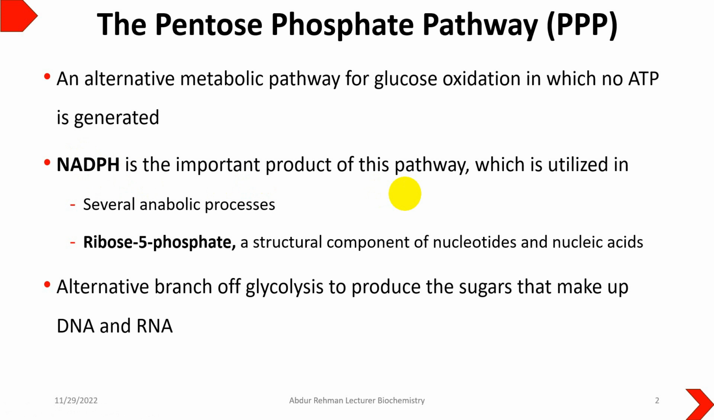Similarly, it gives you ribose 5-phosphate, which is again a very important structural component of nucleotides and nucleic acids. We know that ribose is part of RNA, while deoxyribose is part of DNA. So this pathway, the pentose phosphate pathway, is an alternative branch of glycolysis, and it gives you the sugar molecule ribose, which helps in making up DNA and RNA.